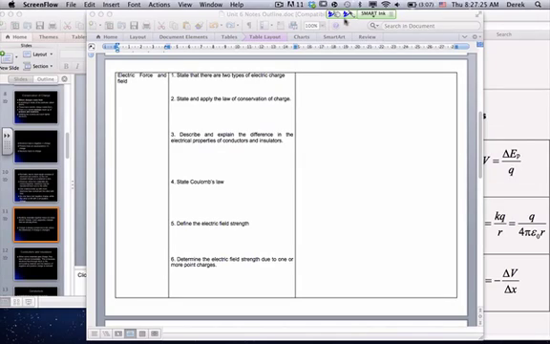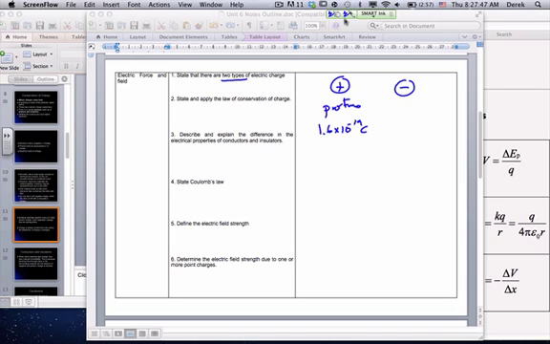In this part over here, we state that there are two types of electric charge. Obviously, we have our positive charge and our negative charge. The positive charge basically comes from the protons, and the basic unit charge, the fundamental charge, is 1.6 times 10 to the negative 19 coulombs.